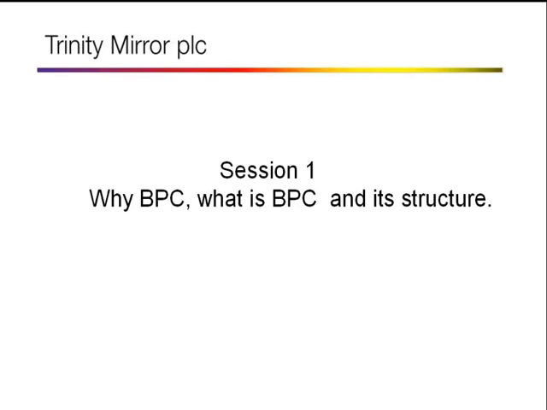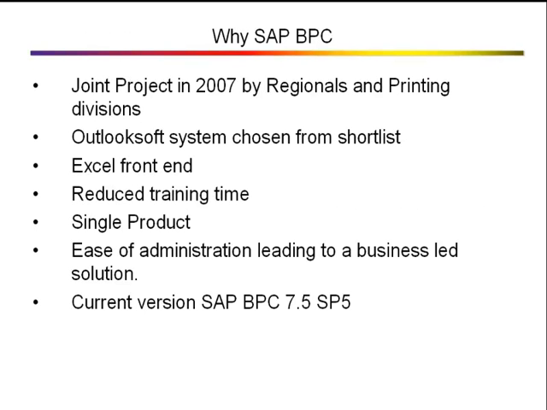So Session 1 then: why BPC, why Trinity Mirror chose BPC, what it is and its structure. BPC was purchased by Trinity Mirror in 2007. A joint project was initiated by the regional and printing divisions of the business to find a product to assist with the budgeting and planning process. Following extensive demos from various vendors, OutlookSoft was the chosen system.